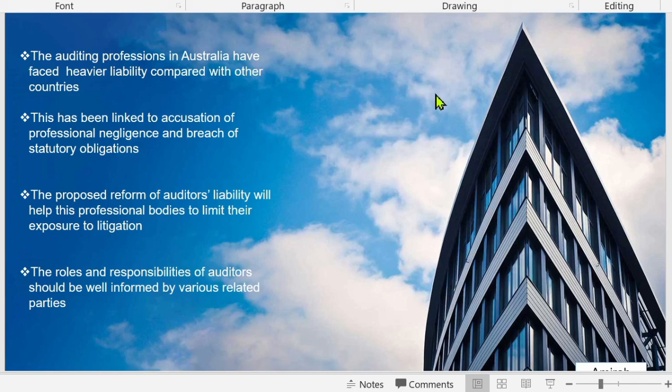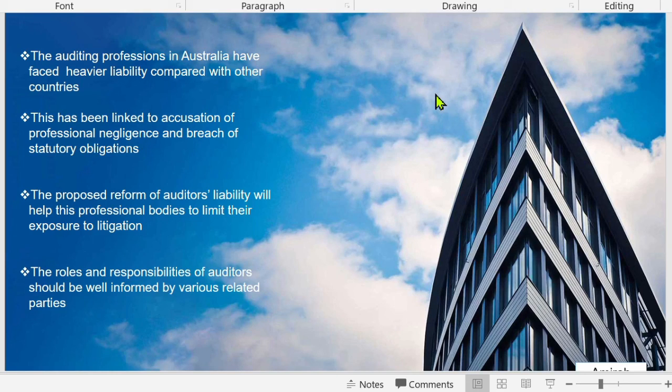Actually, all the cases that arise have been linked to the acquisition of professional negligence and breach of statutory obligation. For example, like in the case of Enron, so this is an eye opener for many companies. When they face loss due to reliance on the financial audit report, they will drag the auditors into the problem or the case.